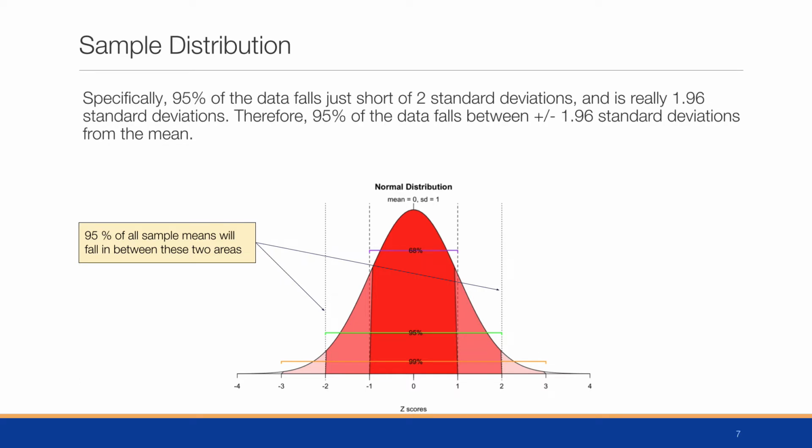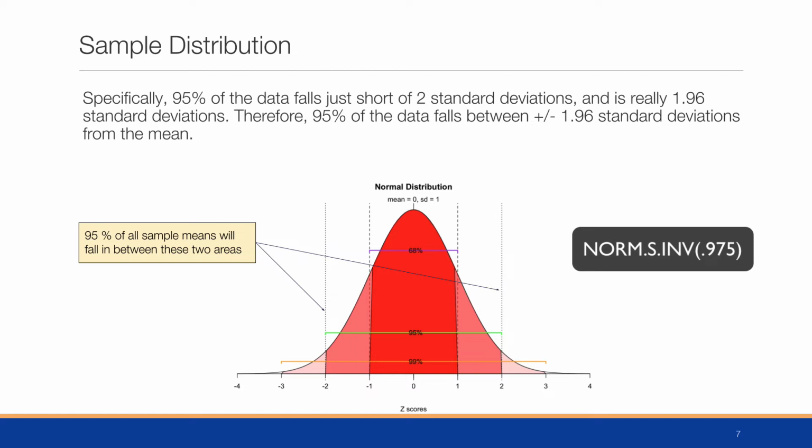Specifically, 95% of the data falls just short of 2 standard deviations and is really 1.96 standard deviations. So the actual number is not really going to be 2 for 95% exactly. It's going to be 1.96. And you could compute that if you wanted to by going into Excel and putting norm.s.inv of 0.975.